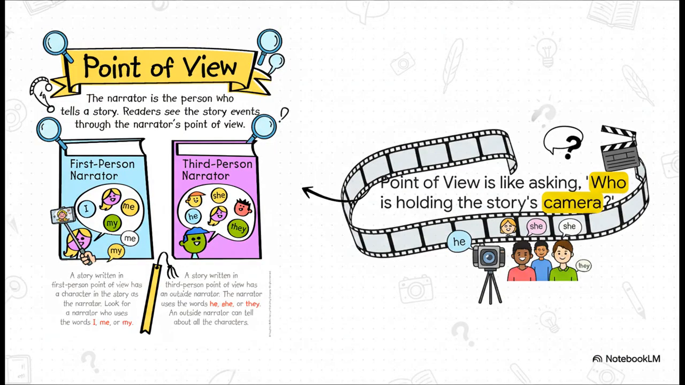Awesome job, detective. Now, besides finding clues inside a sentence, we can also figure out a really important thing about the whole story. Who is telling it? This is called the point of view. And you know what? There's a really easy way to think about it. Just ask yourself, who's holding the story's camera? Who's showing us everything that's going on?